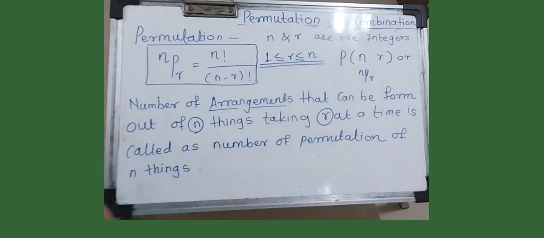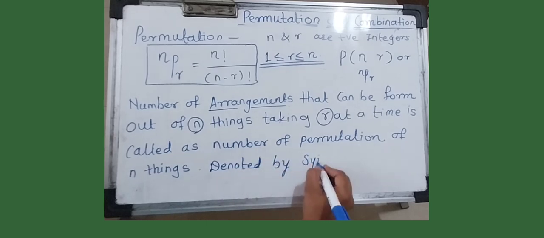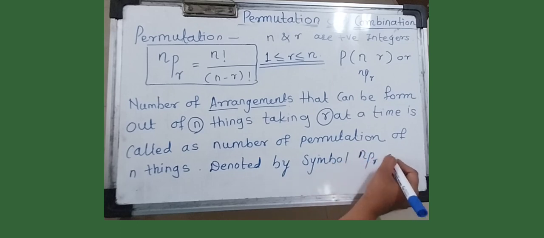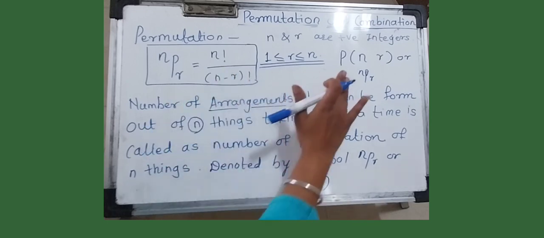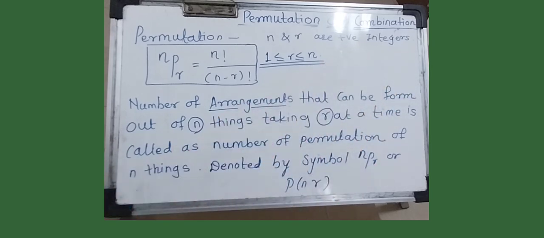Alternative for each other. I write here, denoted by the symbol nPr or P(n,r), and it is given by this. Clear? Take a screenshot. This is the definition and formula. Clear? Okay.